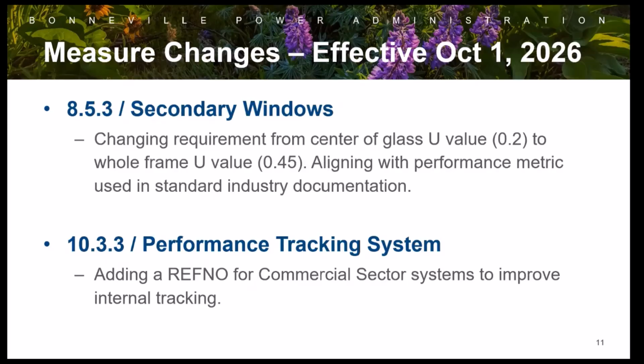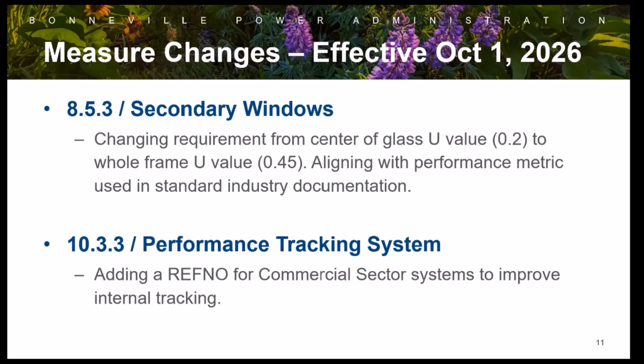For commercial secondary windows 8.5.3, we had originally set one of the requirements to be the center of glass U value at 0.2. This was from the RTF, but what we found is that the industry itself does not typically look at center of glass. What they look at is the holistic or whole frame U value. So it was very difficult to find center of glass U values for products. Instead, we will be shifting that requirement from center of glass to the whole frame U value of 0.45. This aligns with the metric used in the standard industry documentation, and I think will allow for the acceptance of more products more readily for commercial secondary windows as well.